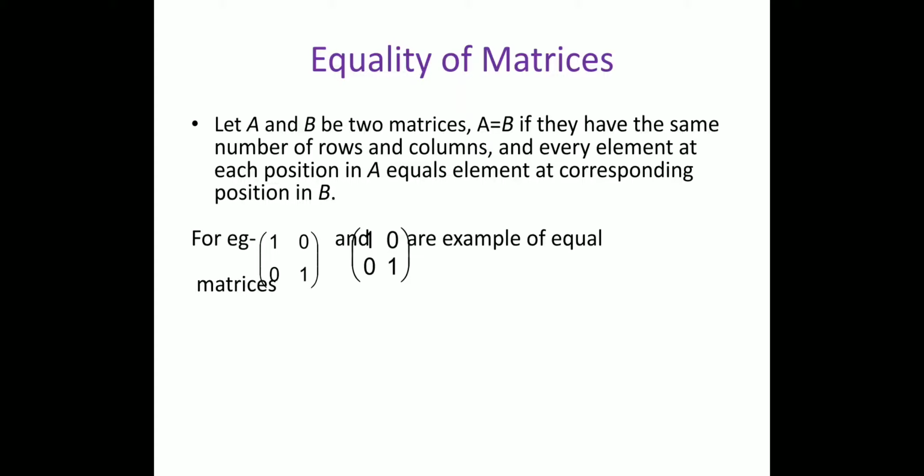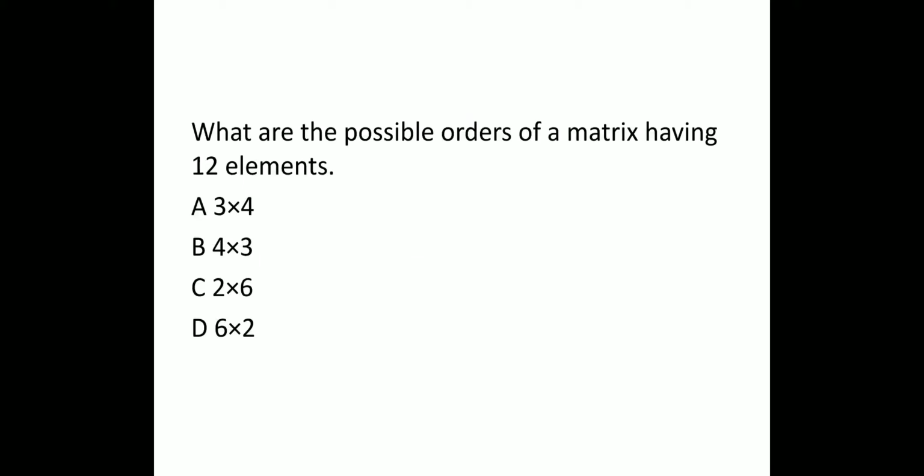So whatever the position of an entry in A, the entry at the same position in B should be the same. Here we have two matrices, 1 0 0 1 and 1 0 0 1. They have the same order and the corresponding entries are the same. So these two matrices are equal matrices.